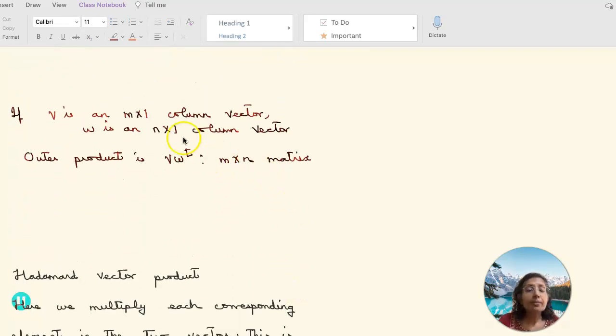Again, if v is an m by 1 column vector and w is an n by 1 column vector, the outer product is defined by v w transpose. This will be an m by n matrix.